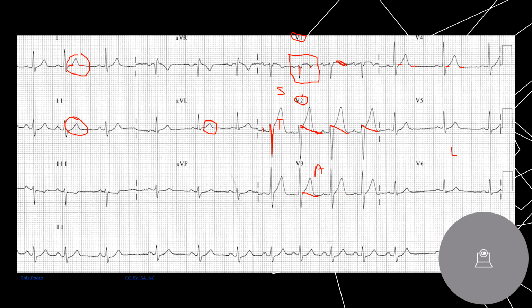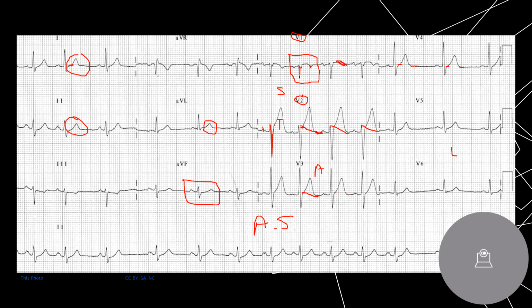And then aVF. Again, here's your P. Let's look at a whole complex. Here's your, all right, that's P wave, QRS, T wave, looks pretty flat, okay? So I think we could say that you have elevation in the anterior and septal, and that's what you'll call this, an anteroseptal MI.